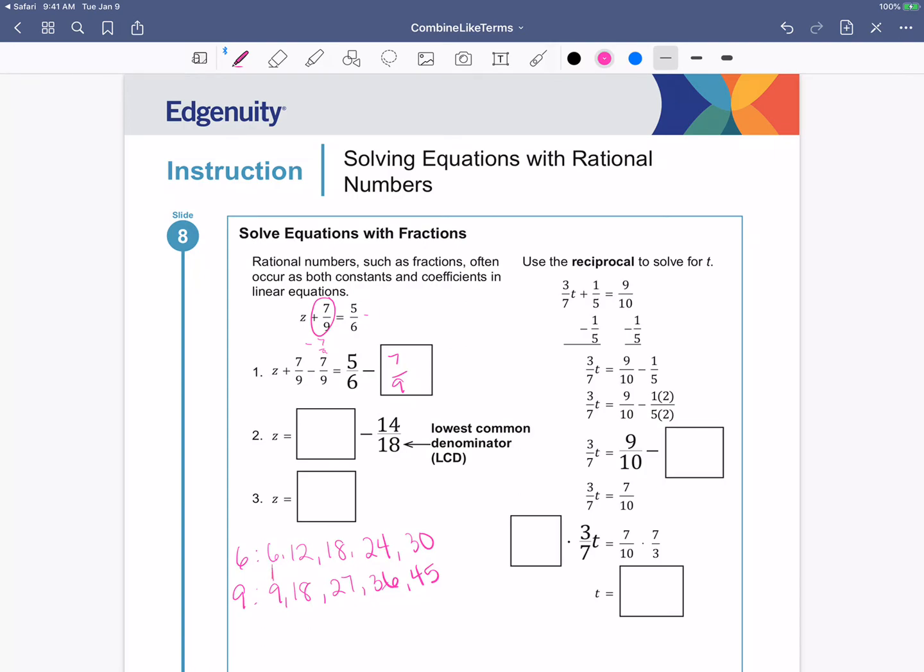Well, that doesn't work out, right? 9 and 6 are not the same. 12 and 18, no, but hold on a second. I can see that both of them have 18. So 18 is actually going to be my lowest common denominator. Could I have used just 9 times 6, which is 54? Of course. But then I would have had to go through the process of simplifying everything. So I'm just going to make my life simpler.